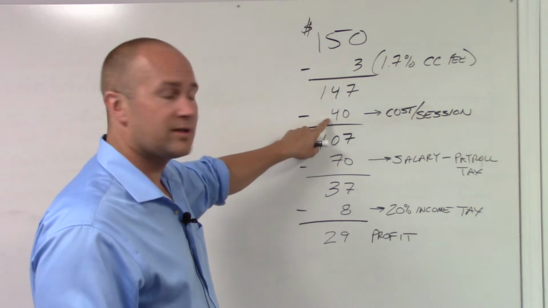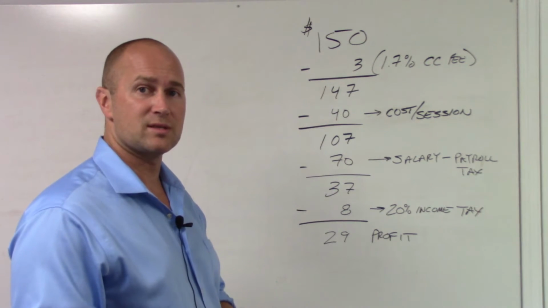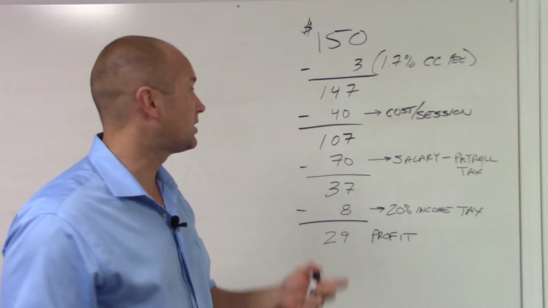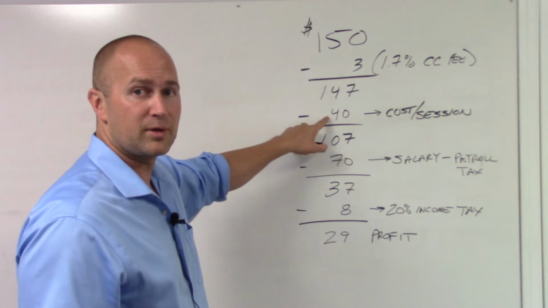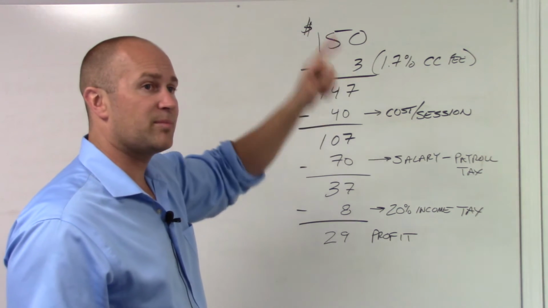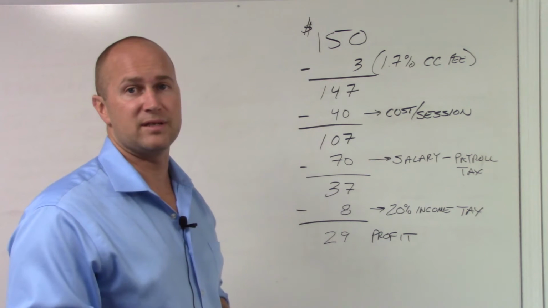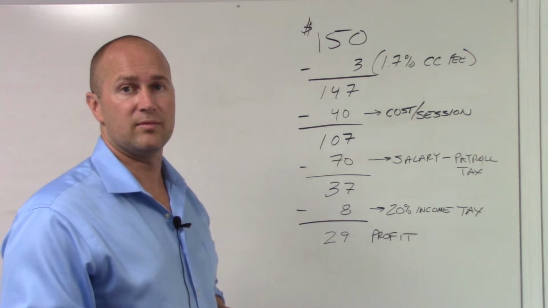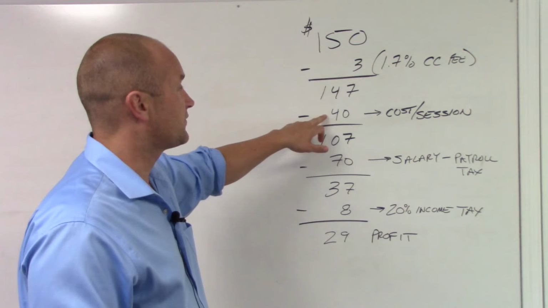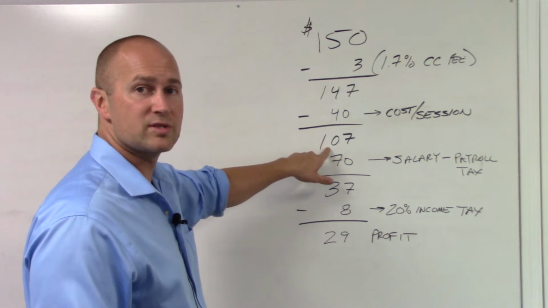So how you calculate this is you go to your pro forma and you add up all of your monthly expenses and divide that by the number of patient visits. And then you'll know how much it costs per session. So if it costs $40 to treat a patient and pay the bills, then you subtract 40 from it. Now we're down to $107.